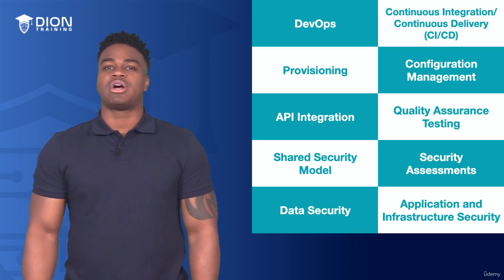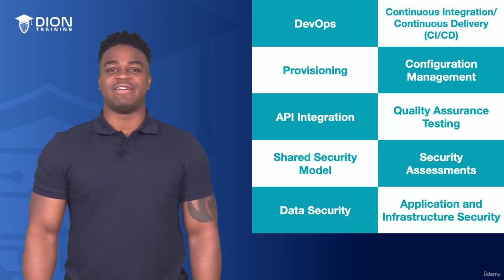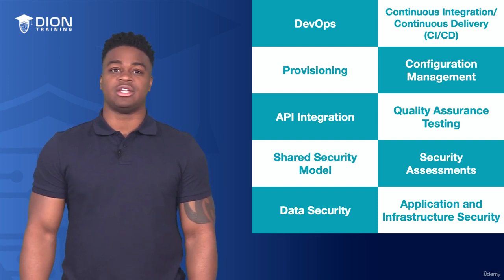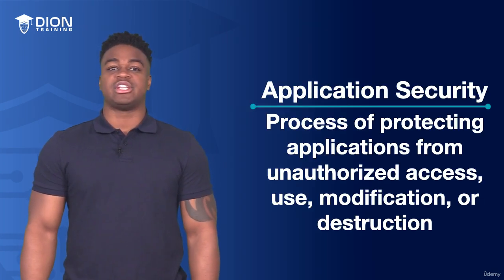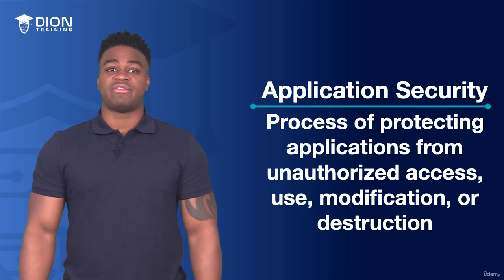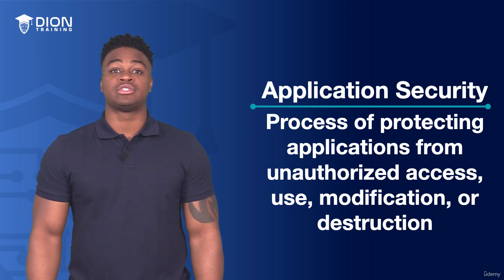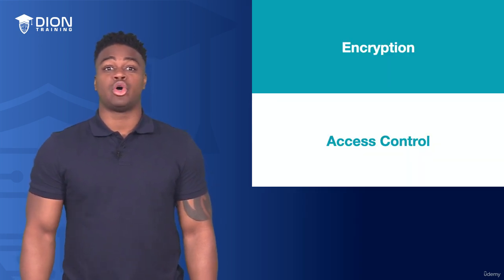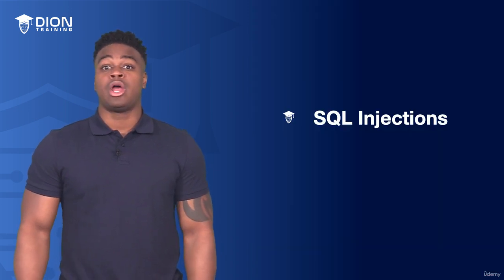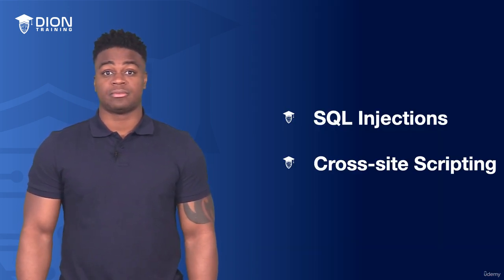After that, we will cover the concepts surrounding application and infrastructure security, including auditing, access, authorization, and hardening. Application security is a process of protecting applications from unauthorized access, use, modification, or destruction. Application security involves the use of security controls such as encryption, access control, and input validation to ensure that applications are protected from potential security threats, such as SQL injections or cross-site scripting attacks.